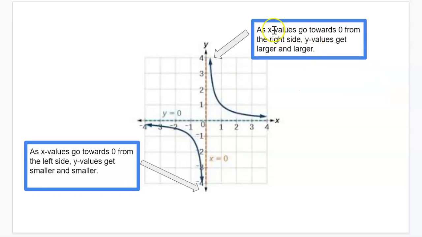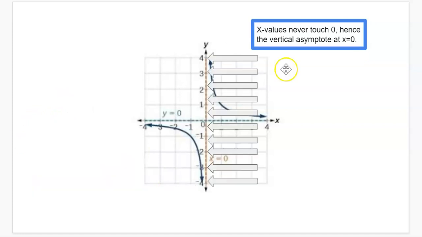All right, here, as x values go towards 0, so watch my cursor. As x values go towards 0 from the right side, your y values are getting larger and larger. As your x values go towards 0 from the left side, your y values get smaller and smaller and smaller. And that is talking about the vertical asymptote. You're not actually touching x equals 0. All right, x values never touch 0, okay? And so there's a vertical asymptote at x equals 0. And I could keep going and going, but I think that's enough there.